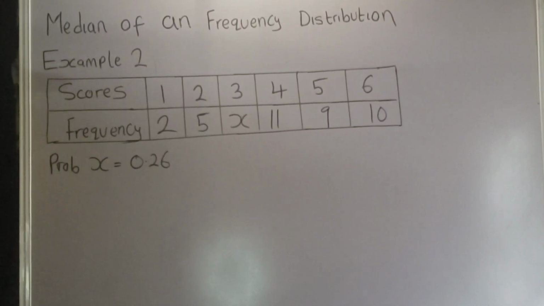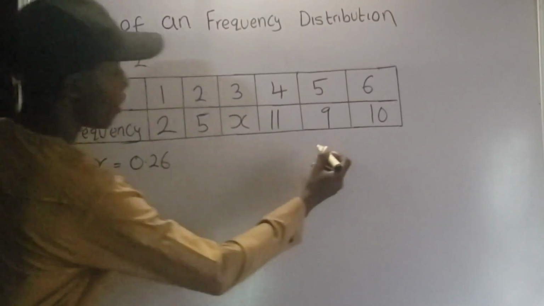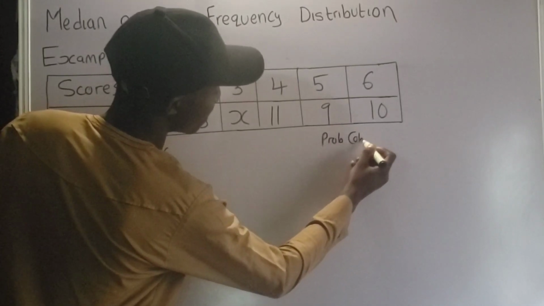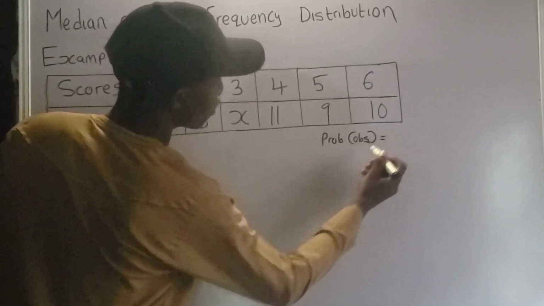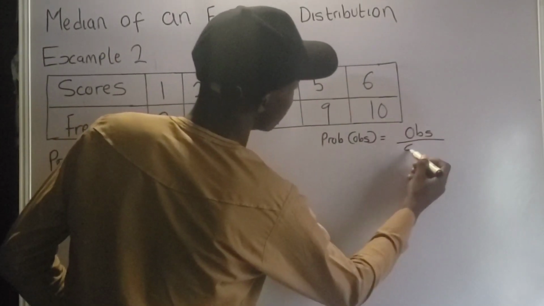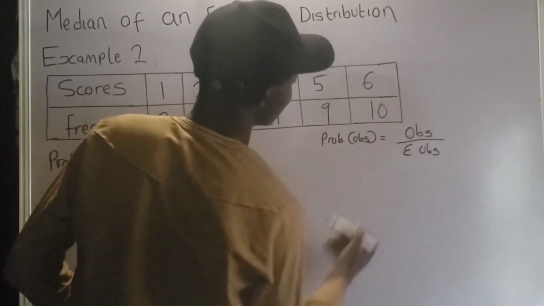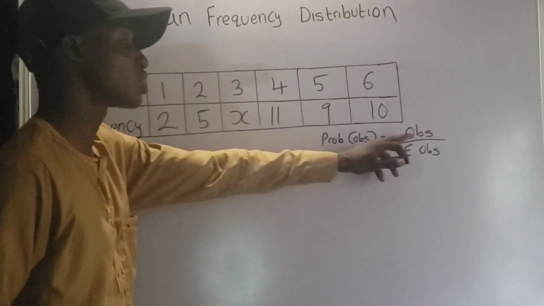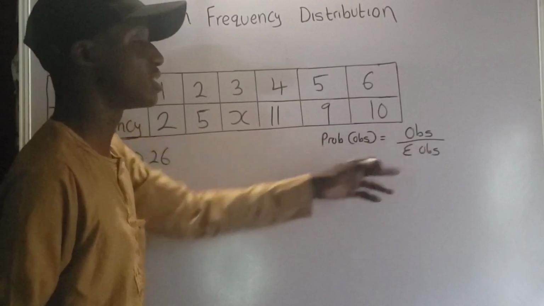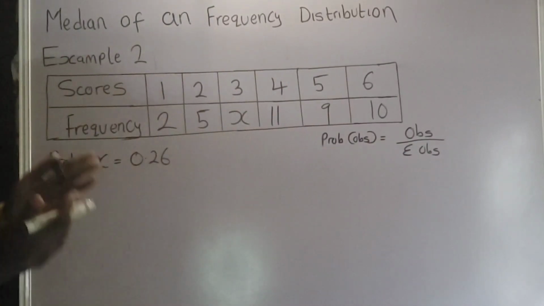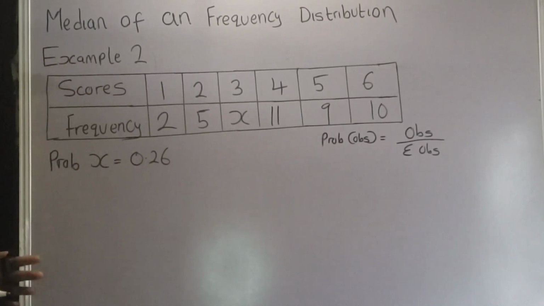Now, don't forget, from the basic law of probability, the probability of obtaining an observation is equal to that observation all over the sum of observations. That is, the probability of obtaining an element is equal to that element all over the sum of the elements, the total number of observations or elements. Are you getting what I'm saying?